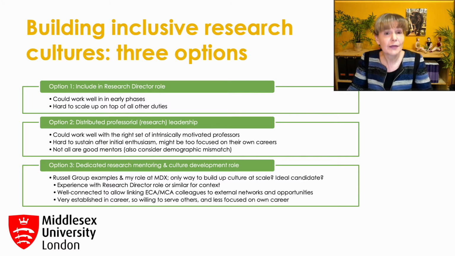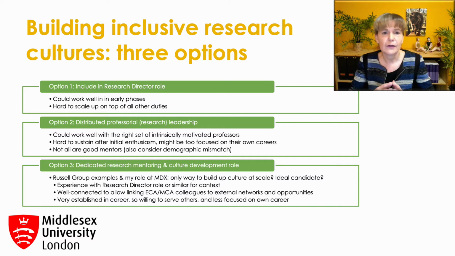The first option would be to simply include this responsibility in the research director role, which might work very well in smaller institutions and in the early phases, but this is quite hard to scale up. The second option would be to work with distributed professorial leadership, and this might work very well in some institutions too, but you do need to have professors who are really intrinsically motivated to do this and are not too focused on their own career.